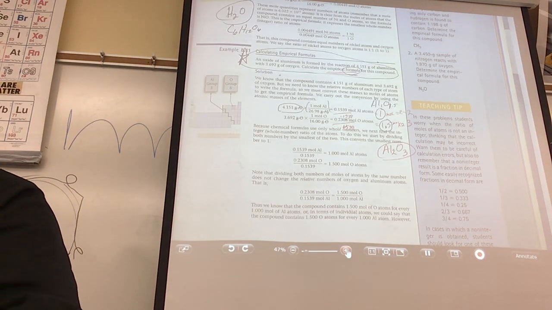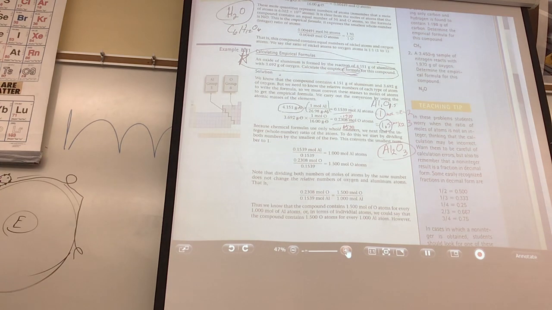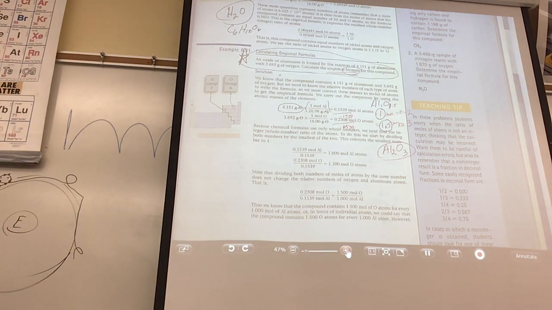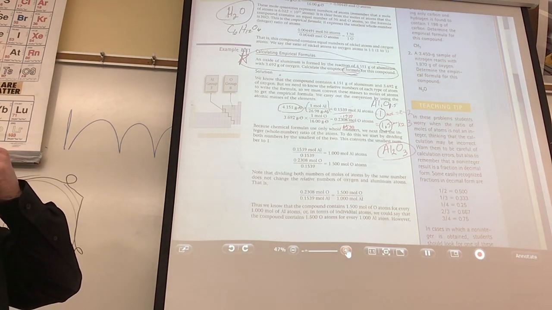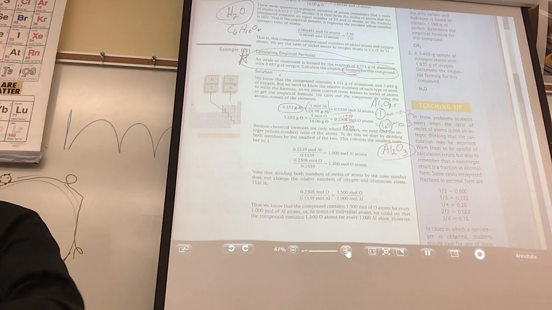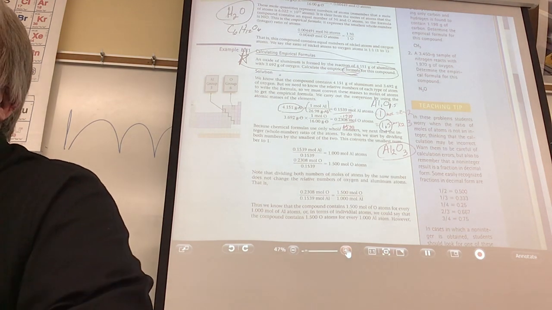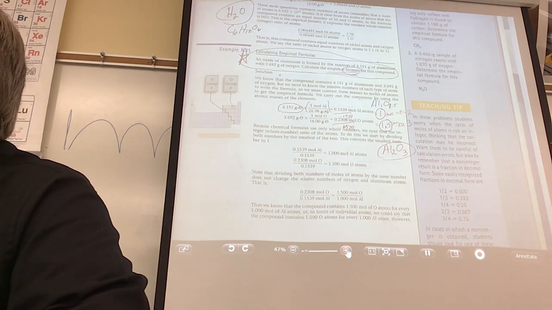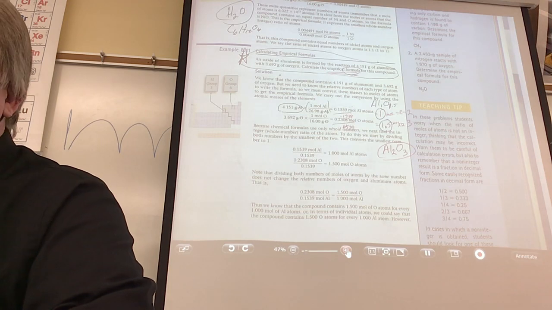So let's take a look at the problem, and it says here, an oxide of aluminum is formed by the reaction of 4.151 grams of aluminum and 90 grams of oxygen. Calculate the empirical formula. I'll tell you what, when I was your age, there's no way. Does anybody have any idea how to even start this problem? Okay, that's good. Now you're ready to learn.